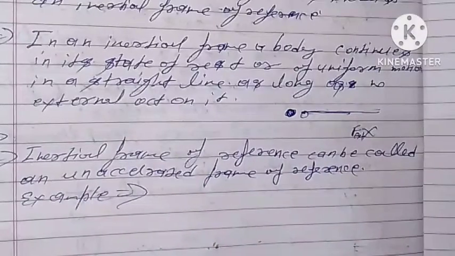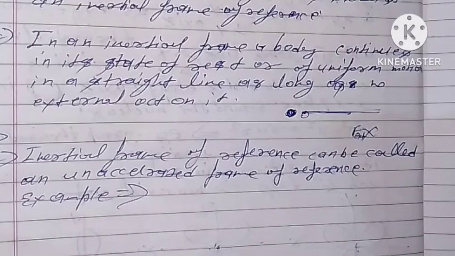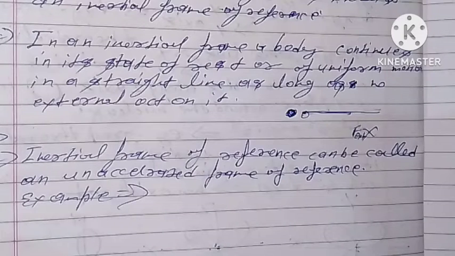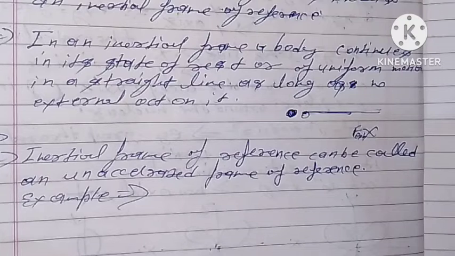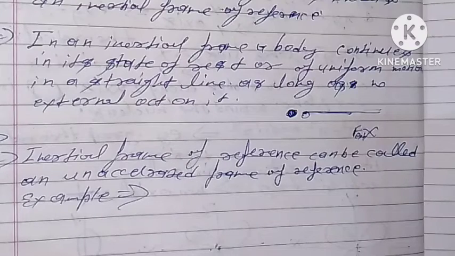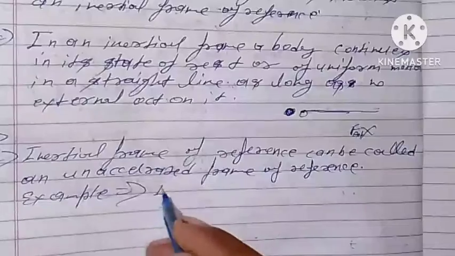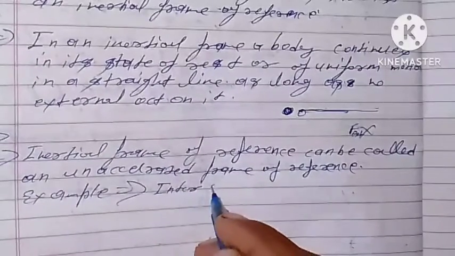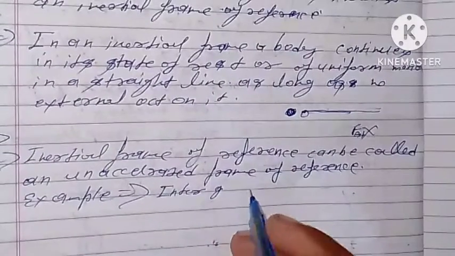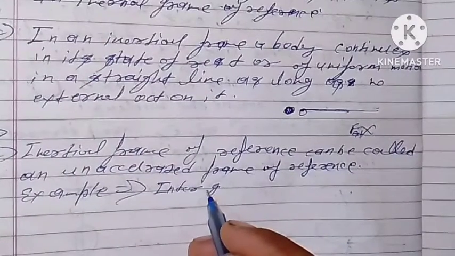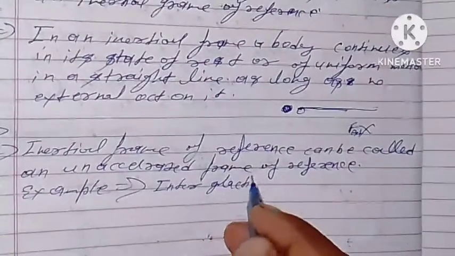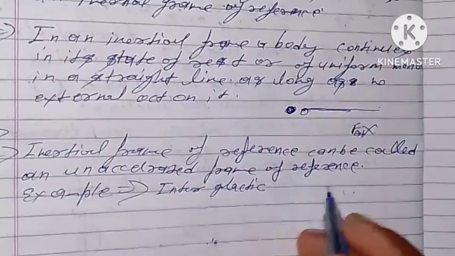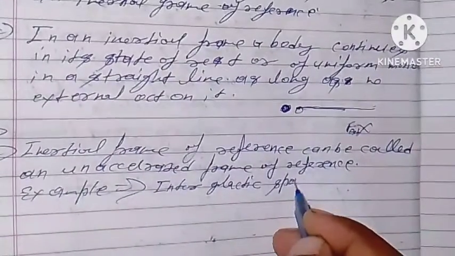Example: the best approximation to an inertial frame is a frame of reference in intergalactic space.